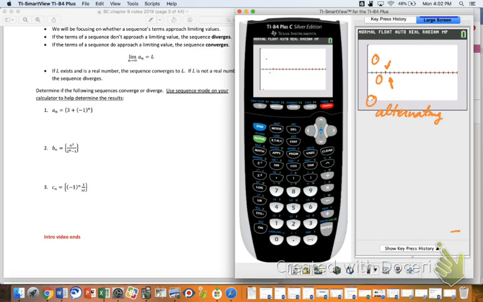So the question is, does this sequence appear to be converging or diverging? And I would say that this one appears to be converging, because as I look at the graph, it sure looks like those terms are getting closer and closer to 0 as x gets bigger and bigger, and so we would call this a converging sequence.